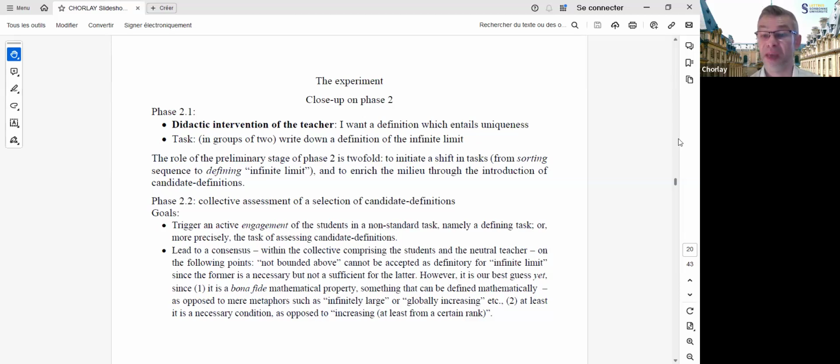However, it's our best guess yet, since first, it's a bona fide mathematical property, something that can be defined mathematically, as opposed to metaphors such as infinitely large, globally increasing, whatever. And second, at least, it's a necessary condition, as opposed to increasing.